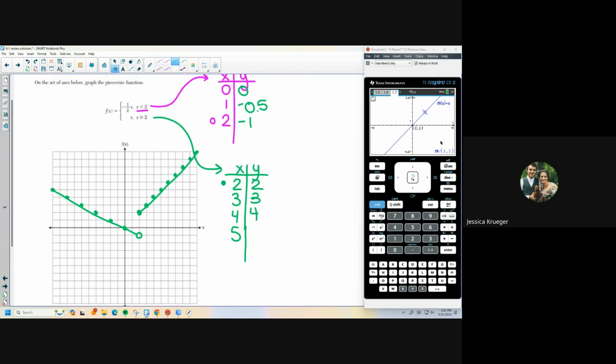Now remember, I can verify this in my calculator. If I press the button next to the 9, here's a piecewise function. And then x for x greater than or equal to 2. And if I hit enter, that's what it looks like. That looks exactly like what I have.